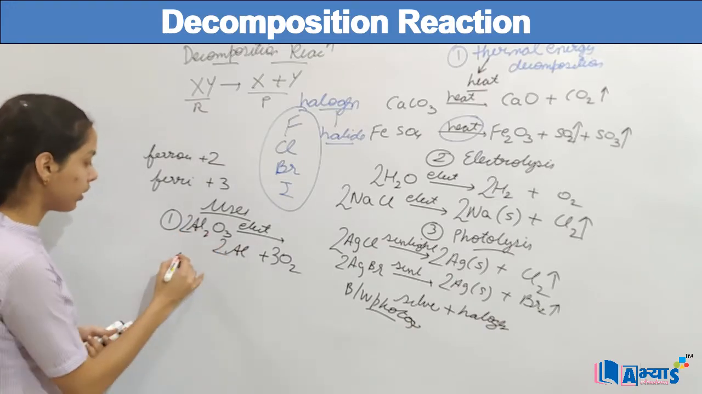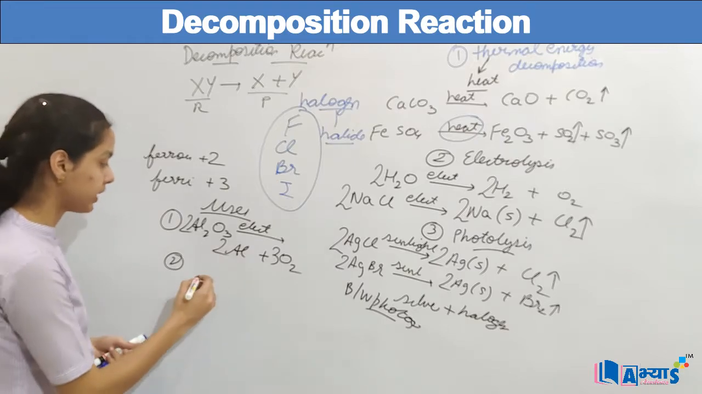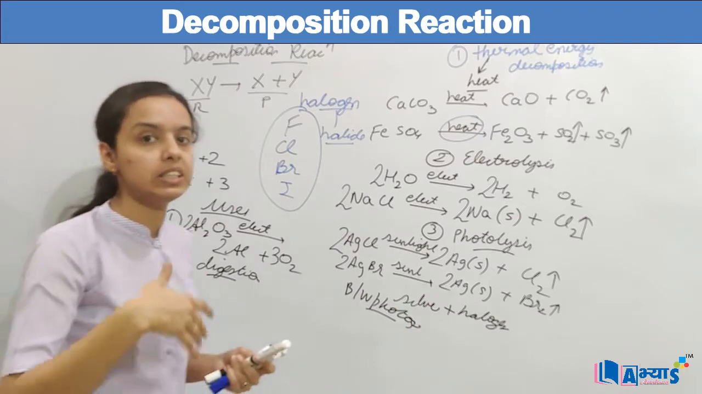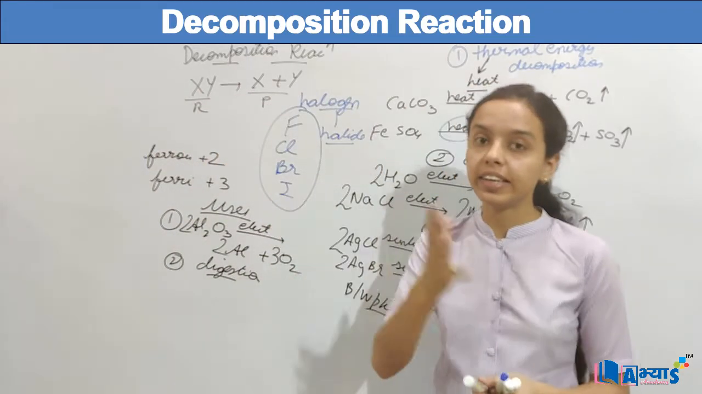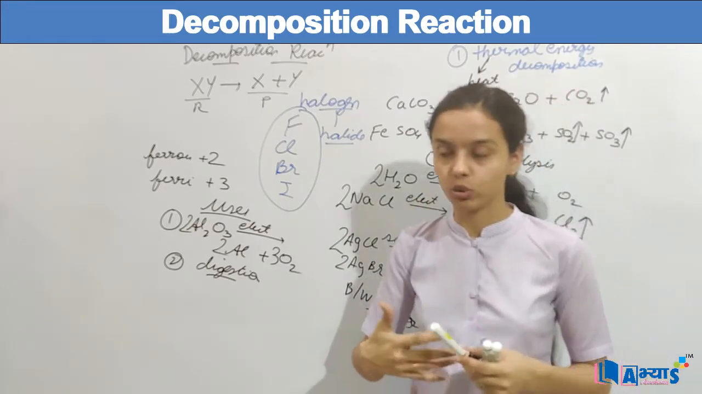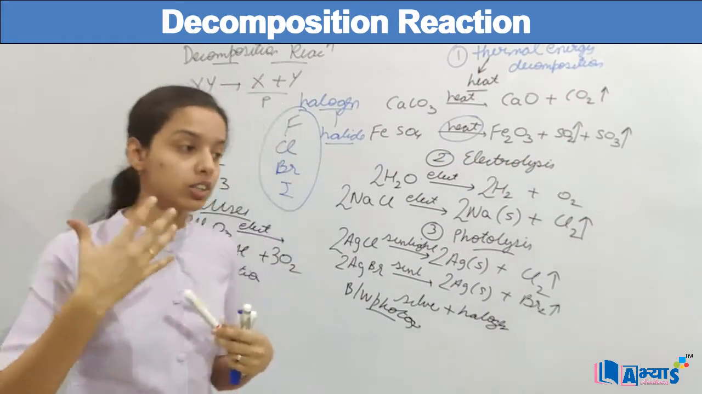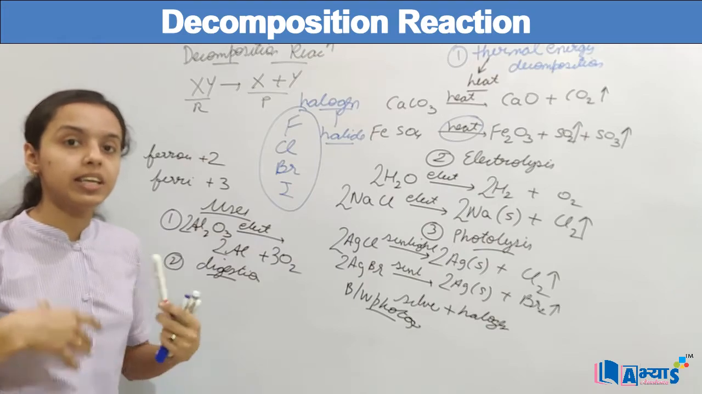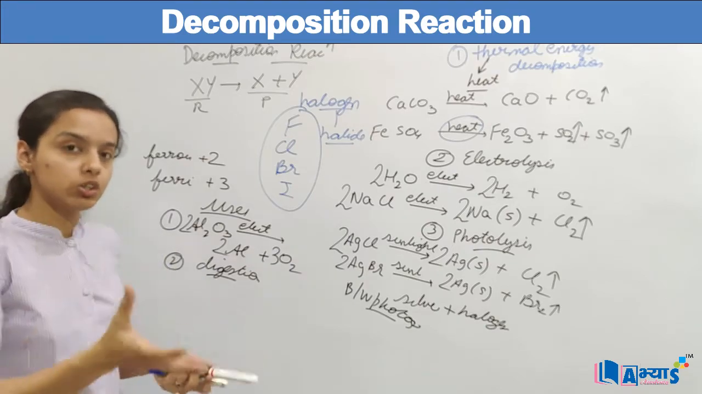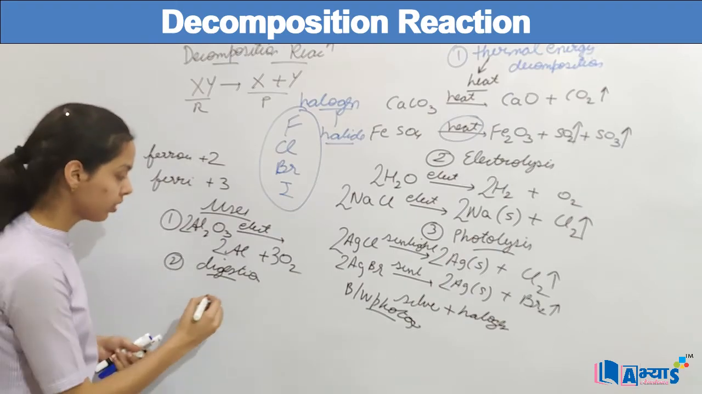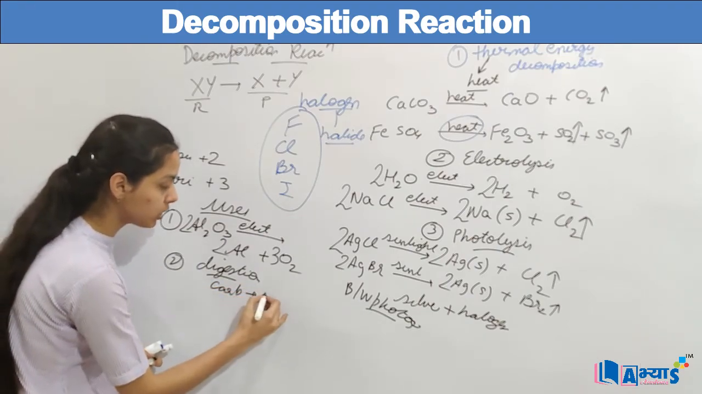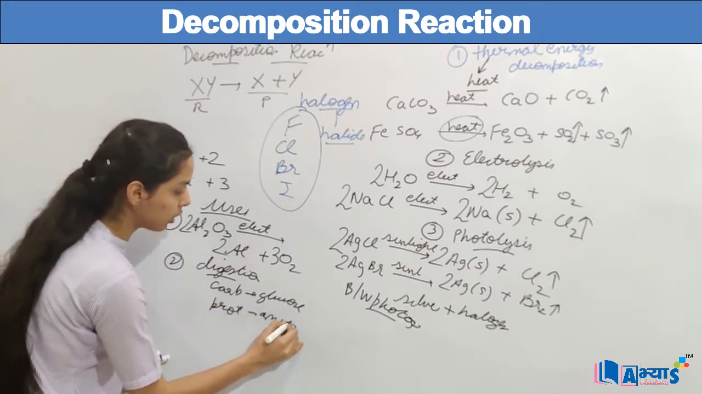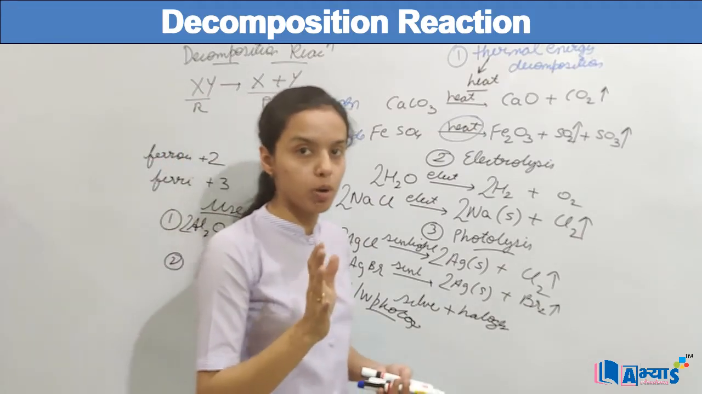The next important use of this type of reaction is in the process of digestion. When we are digesting our food, the stomach and the intestines secrete a lot of juices like pancreatic juice and bile juice. All these juices convert the carbohydrates into glucose so that we can absorb it. Similarly, they decompose. This is also a type of decomposition reaction, in which carbohydrates decompose into glucose and proteins decompose into amino acids.